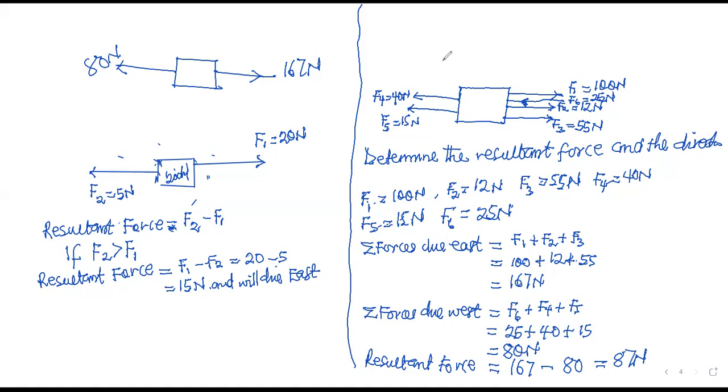So the resultant is 87. And what is the direction of the resultant? It's due east. So if this is a box that is being pushed, the box will move in the direction due east.